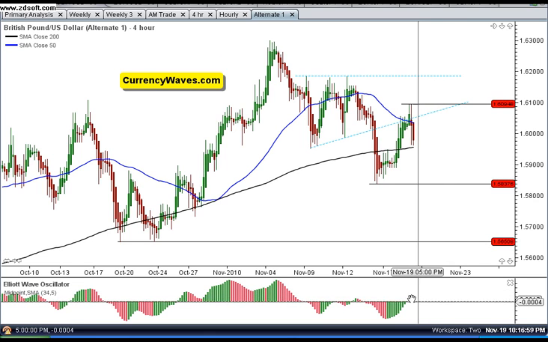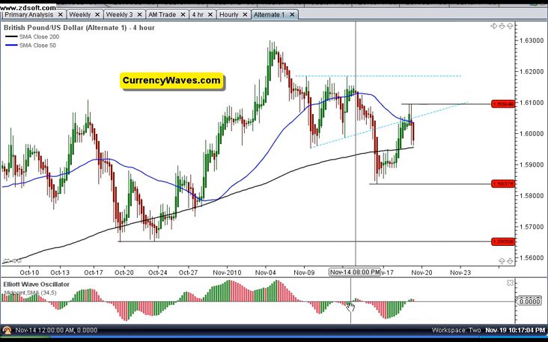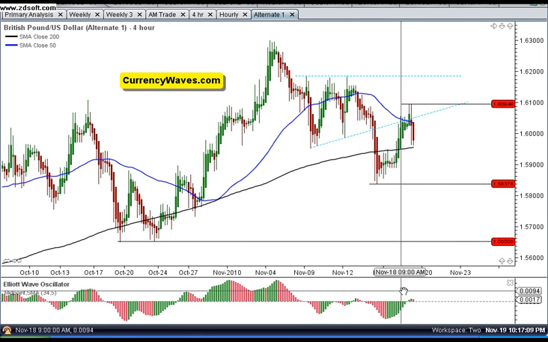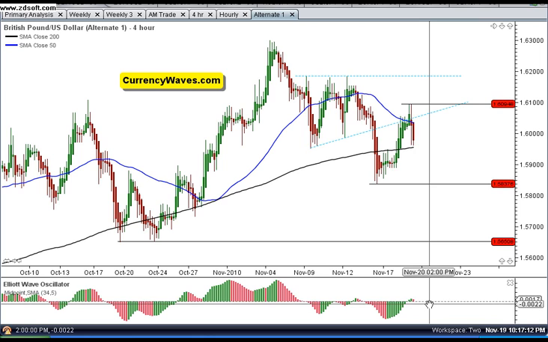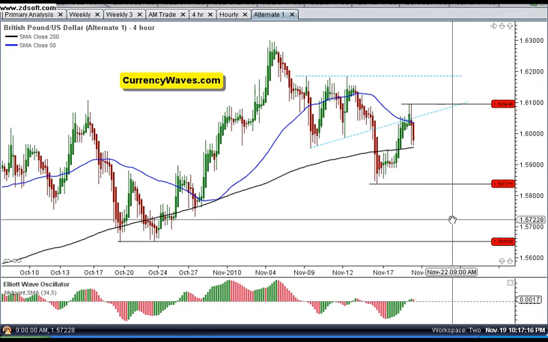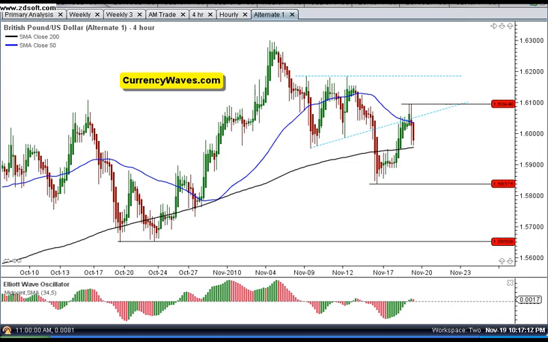Note the Elliott wave oscillator is just flopping around the zero line right now. It's been below it, tried to poke above it twice here. So a turn back down and back below that could be pretty bearish for the pair here.